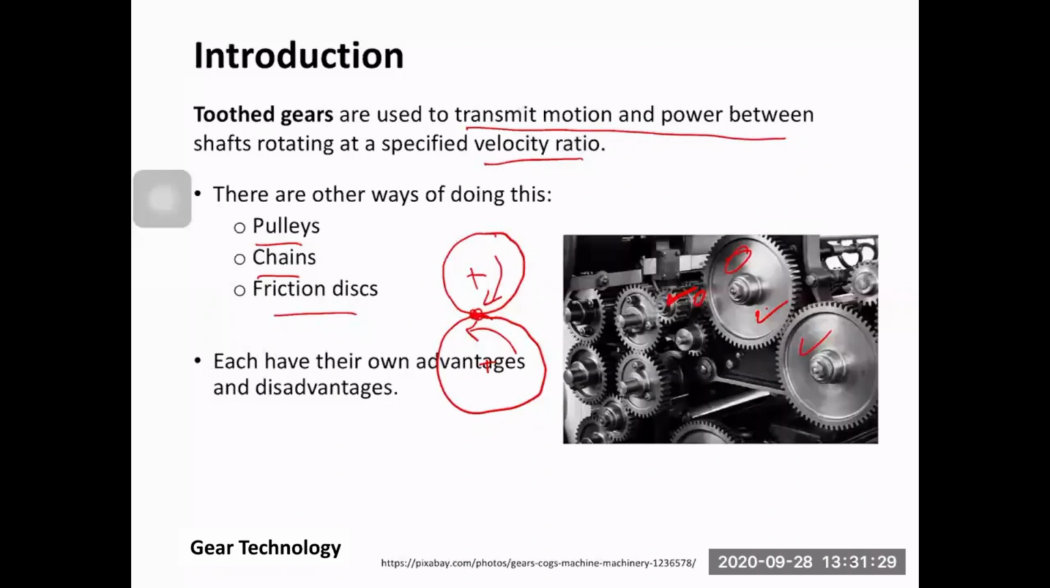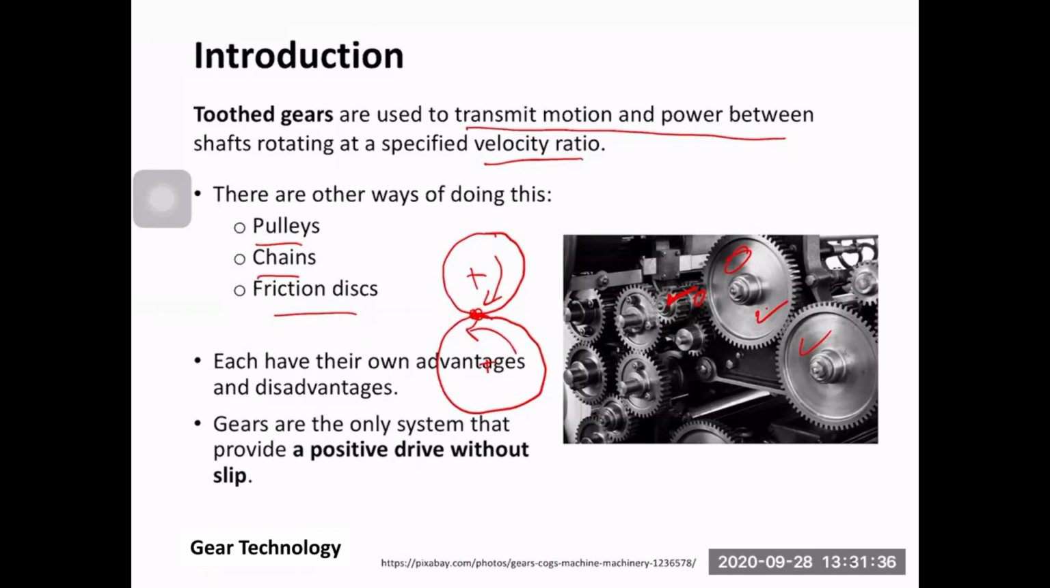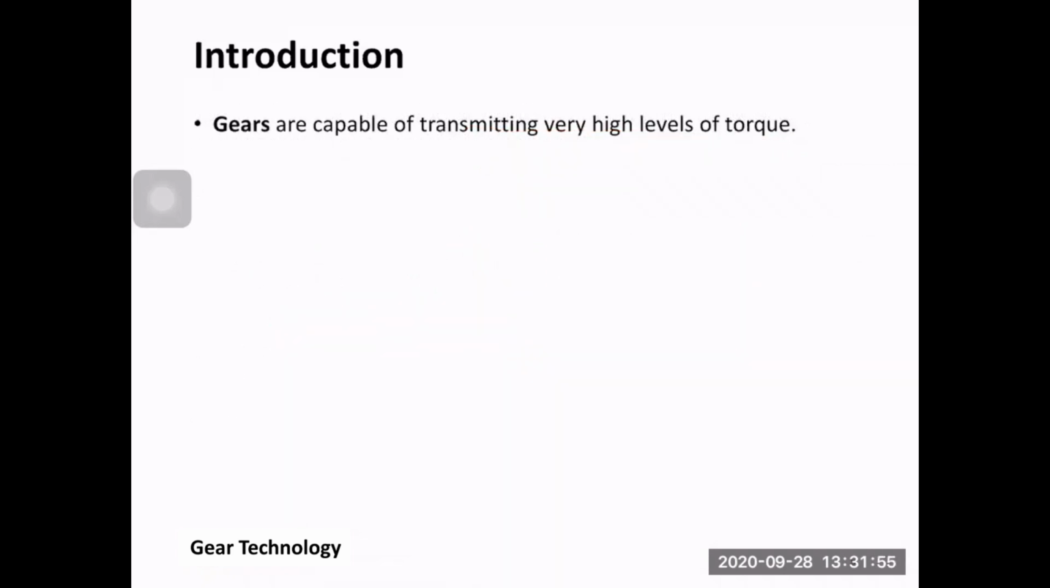But the good thing about gears is that they provide positive drive without slip. Slipping can happen in here, for example, and especially here. But gears provide positive drive without slip. There is no slip between the teeth when they rotate or drive each other. So gears obviously are capable of transforming very high levels of torque, okay? And they can be found in every machine around us, okay?